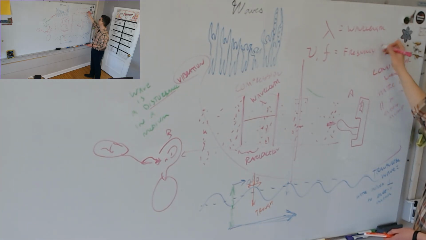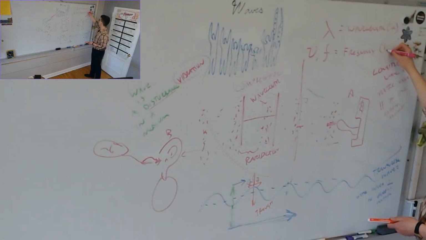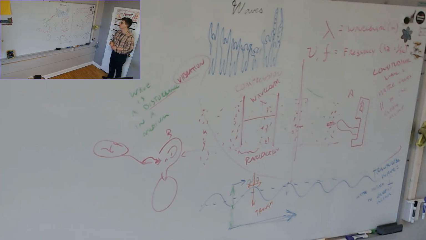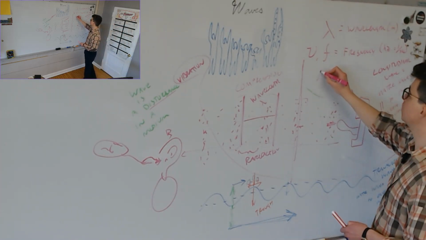We measure wavelength in units like meters. They're length units. Inches would work, but we don't use that. And we measure frequency in the units hertz, or Hz, which is 1 over seconds. The two main properties of a wave are its wavelength and frequency. We sometimes include amplitude.